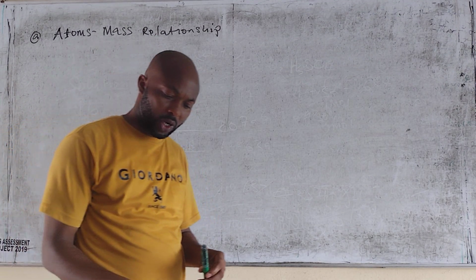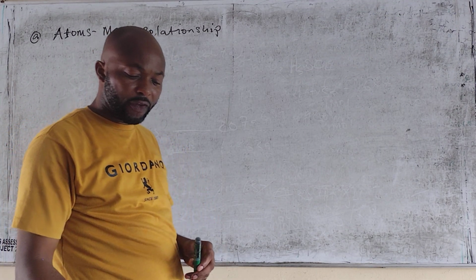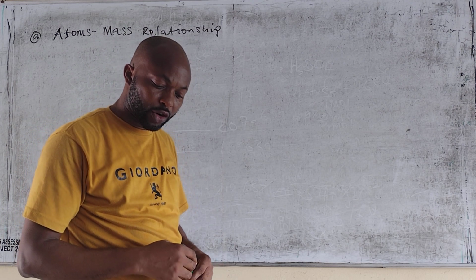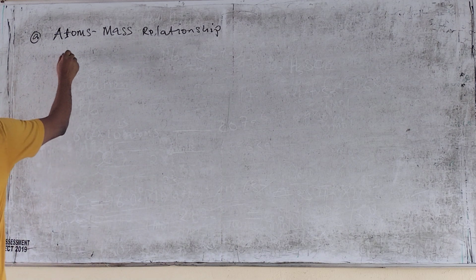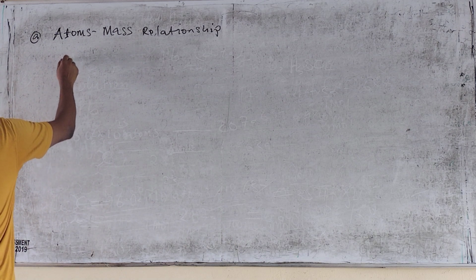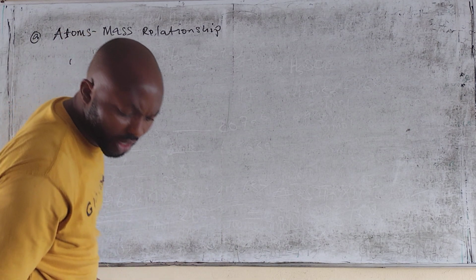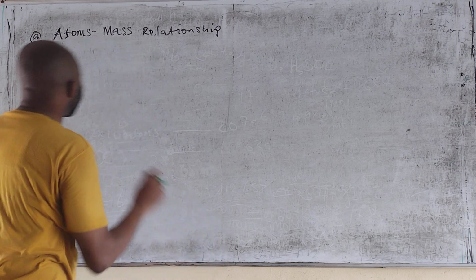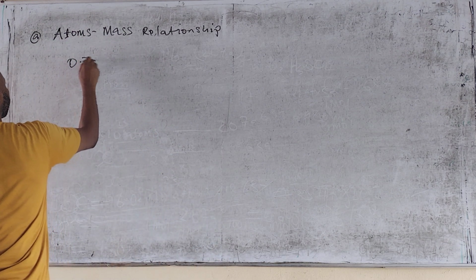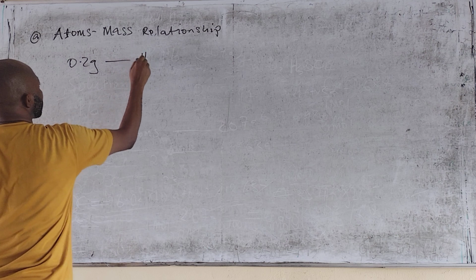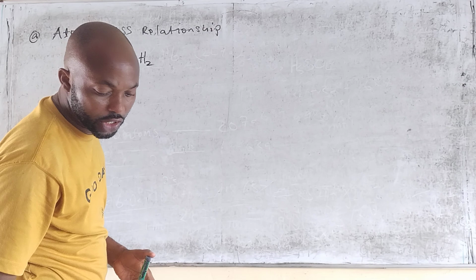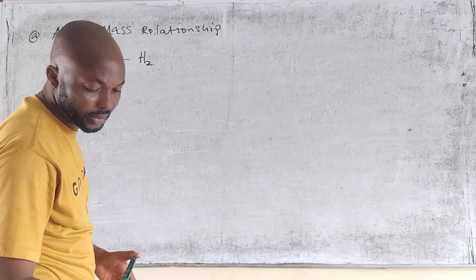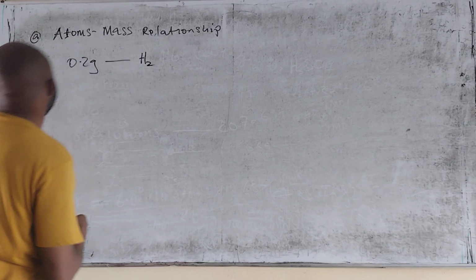Atom mass, okay, taking one. Question 2: Calculate the number of atoms of element in 0.2 grams of hydrogen molecule. In 0.2 grams of hydrogen molecule. Now they say we should calculate the number of atoms of elements in that.